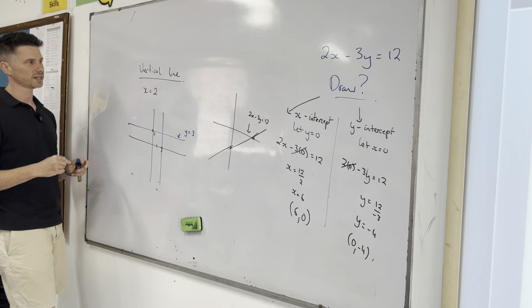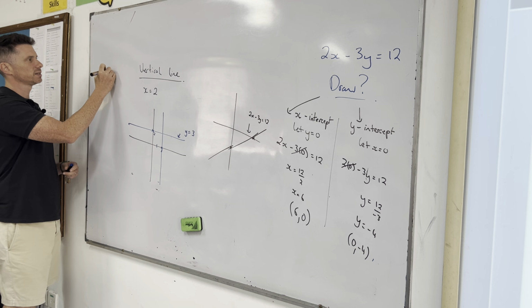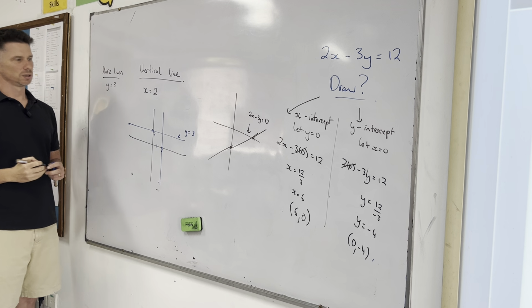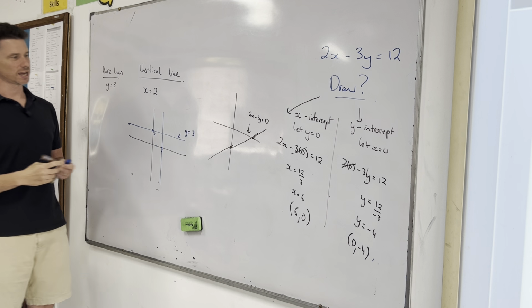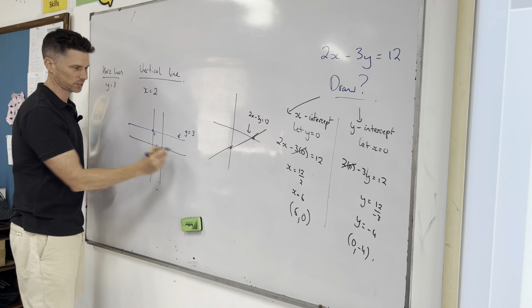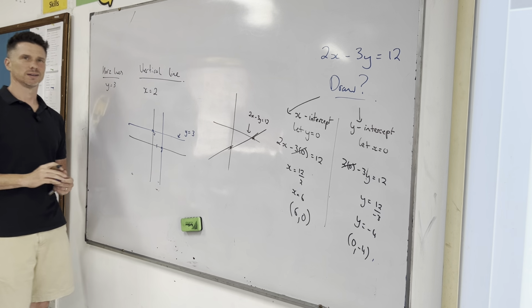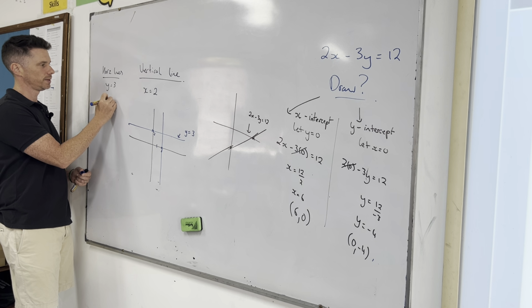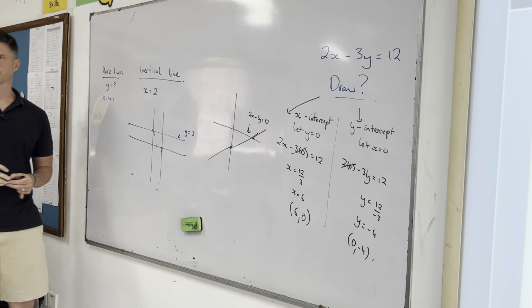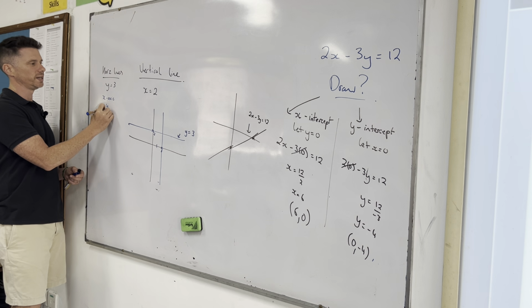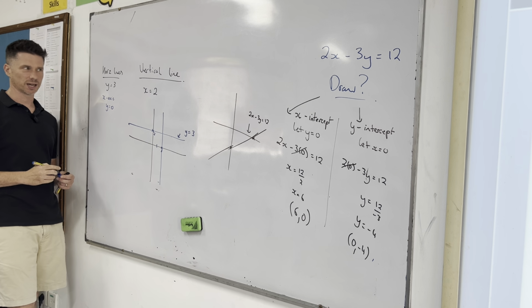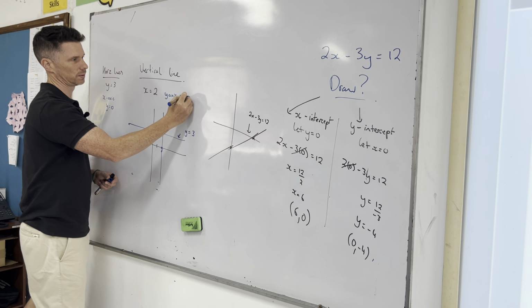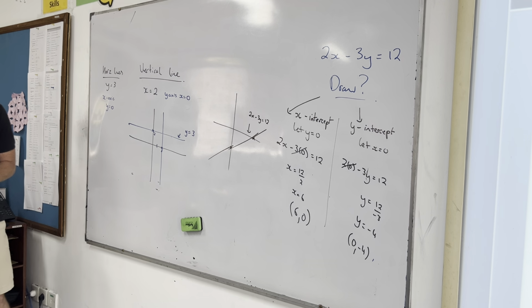So vertical lines, x equals, horizontal lines, y equals. So it's kind of counterintuitive because the x-axis is this one, which is a horizontal line, but the x-axis has a different name. What's another name for the x-axis? Y equals 0 is another name for the x-axis. And another name for the y-axis is x equals 0. Yes, that's another name for it.